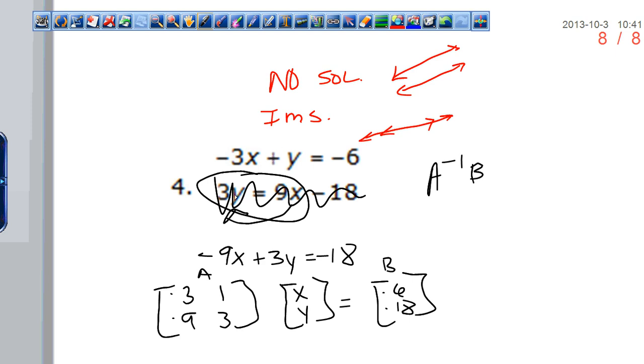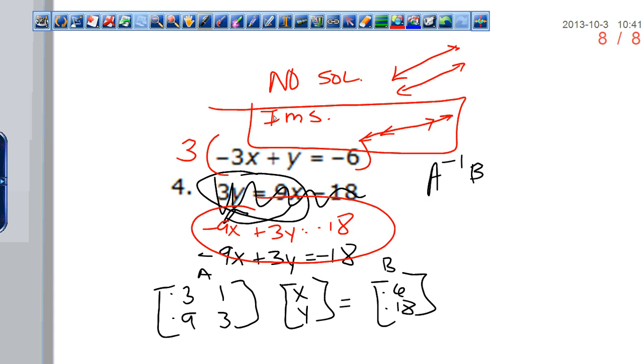As you can see, maybe they kind of look similar. If I multiply this one times 3, then this one would be -9x plus 3y equals -18. And if you see, they're the same, so that means it's infinitely many solutions. So anytime you get an error, it's not no solution. You have to go back and check.